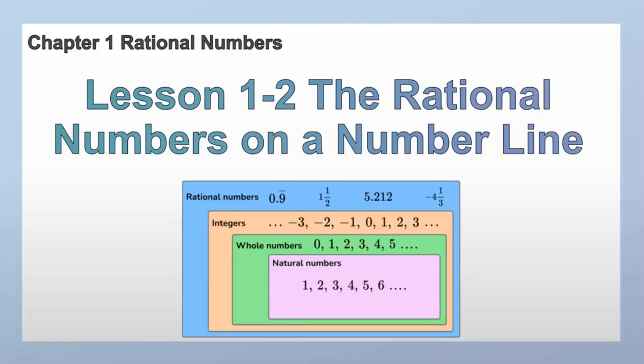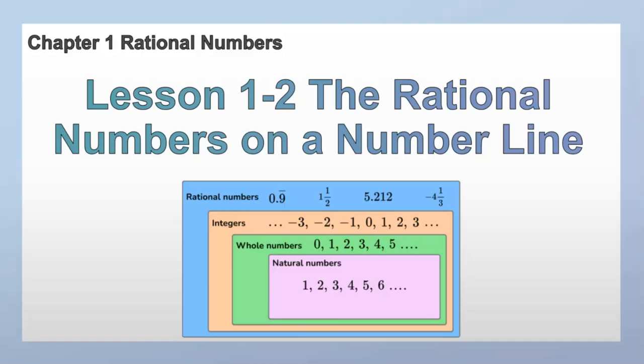Lesson 1-2, the rational numbers on a number line. So in this lesson, we're going to look at numbers on a number line, how you can identify where the positive and the negative numbers are located. We're also going to identify the additive inverses, and we're also going to simplify rational numbers in absolute value problems.